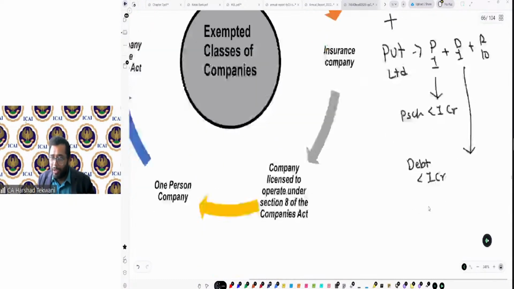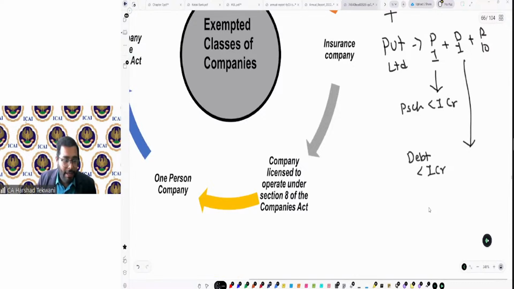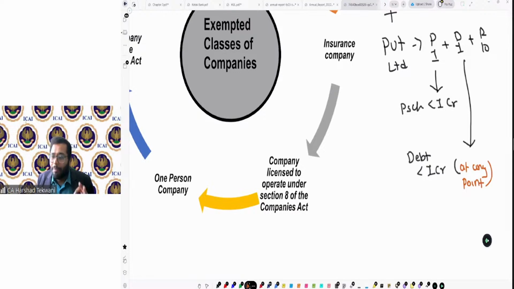Now that is at any point in time, any point during the year. When I talk about paid up share capital, it is based on the balance sheet date. So paid up share capital as on the balance sheet date.